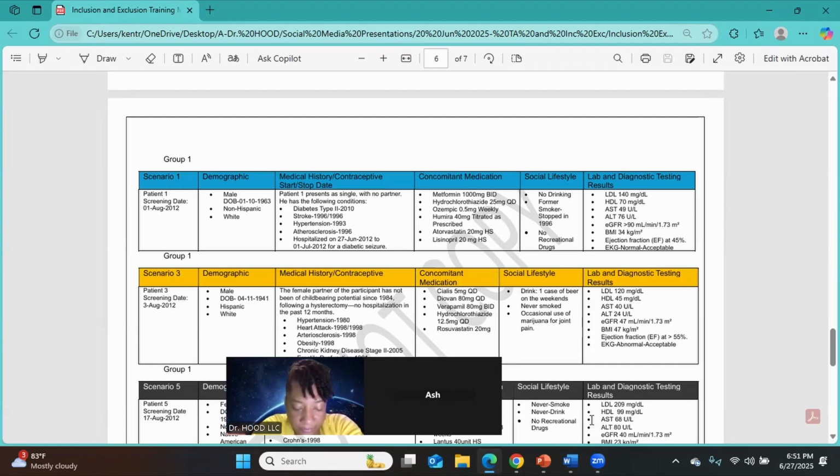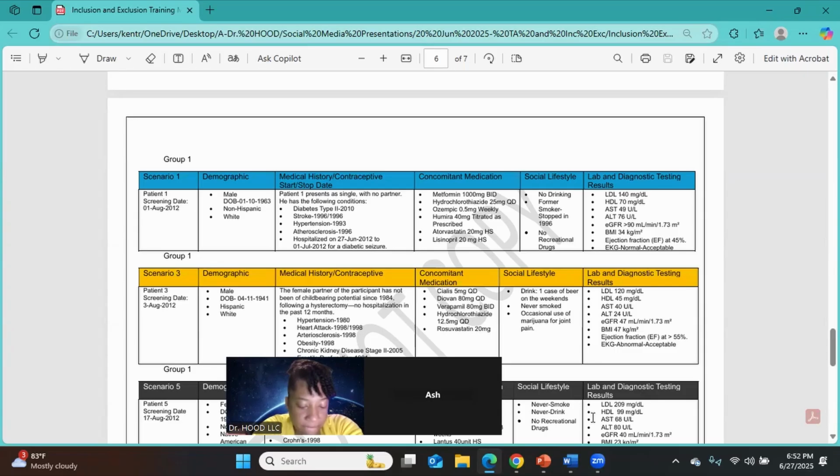Now let's just say Humira wasn't an exclusion. It is imperative that the site find out why that person takes that medication and add it to the medical history. Okay. What about for patient 3?